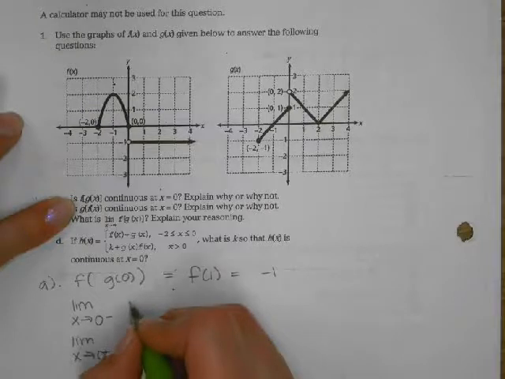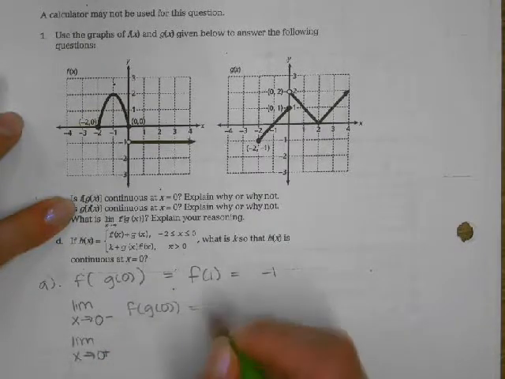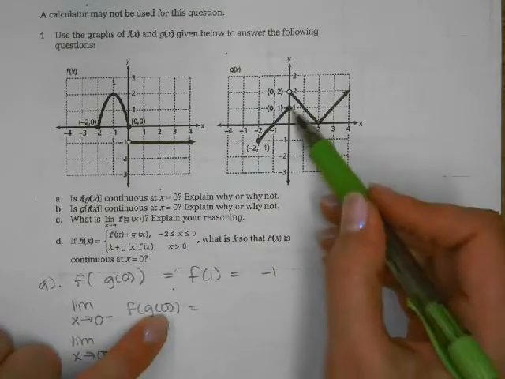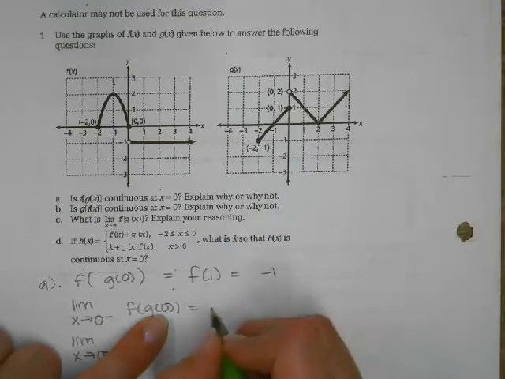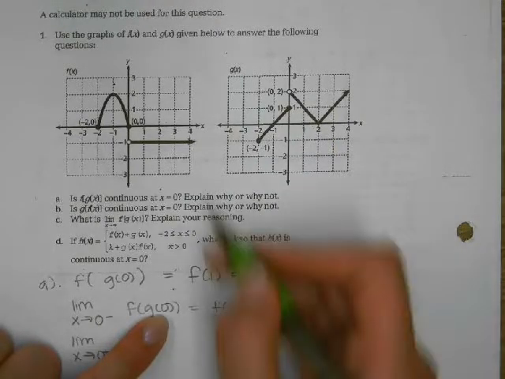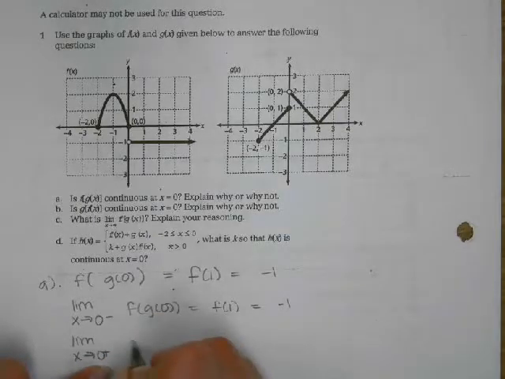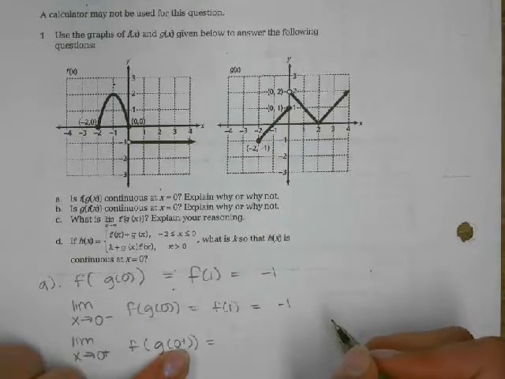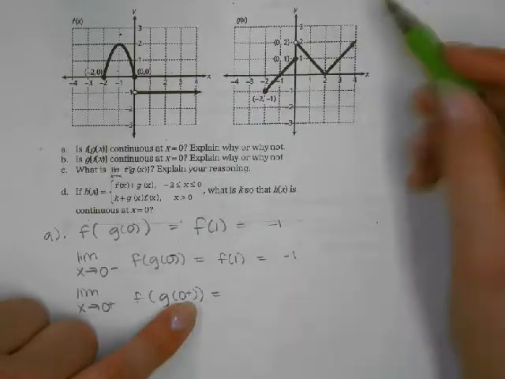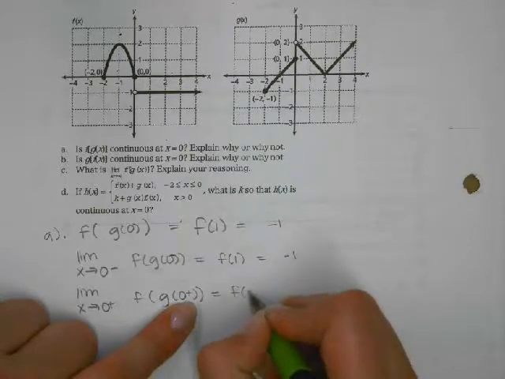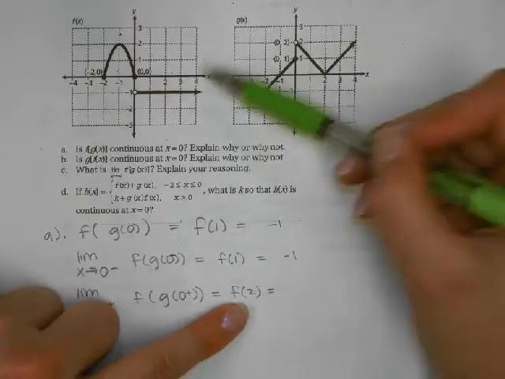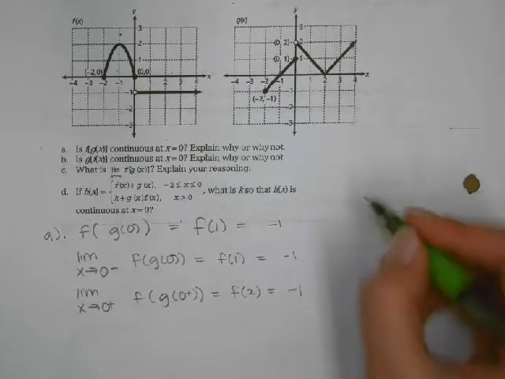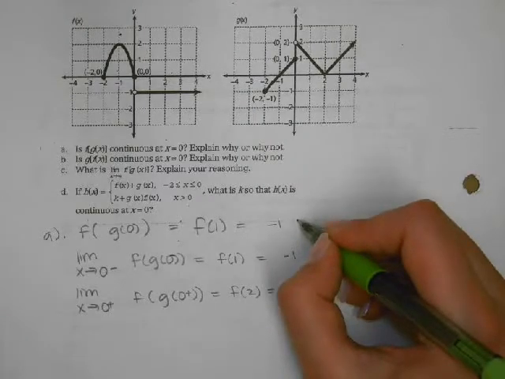So I'm going to write f of g of 0 again, and I'm going to write that I'm doing it from the left side. So 0 from the left side is a limit of 1. So that's f of 1. And we know that f of 1 is still negative 1. Zero from the right side, you get 2, so that's f of 2. Over here, if we look, x value of 2, the y-coordinate is negative 1. So that was the first step for continuity, that one works.